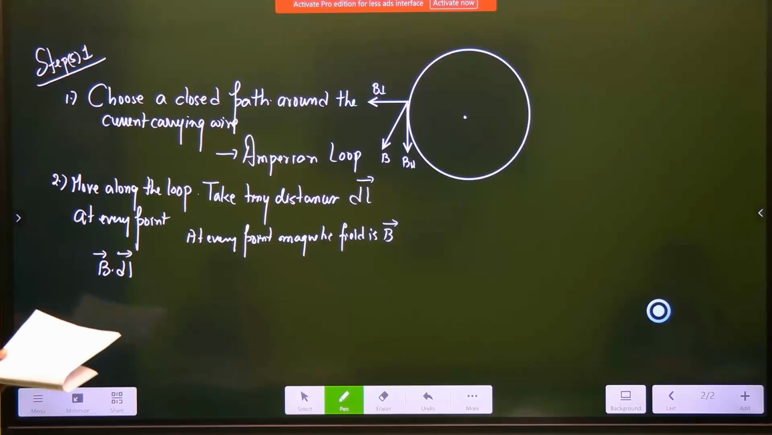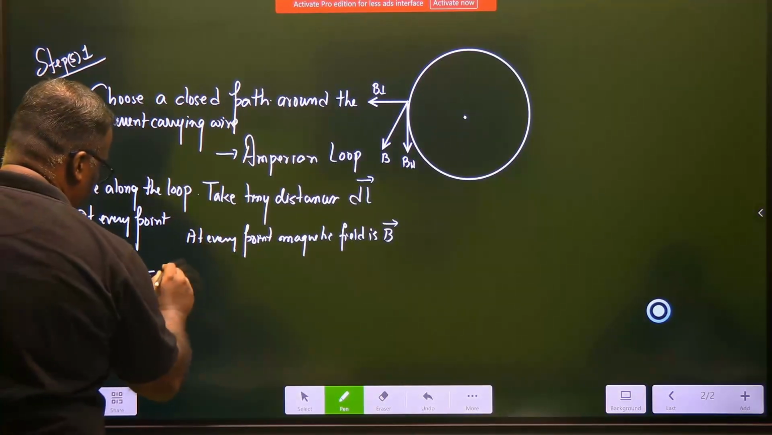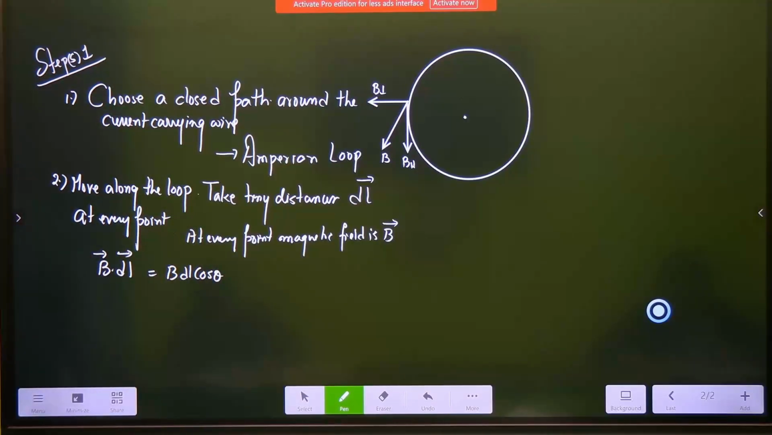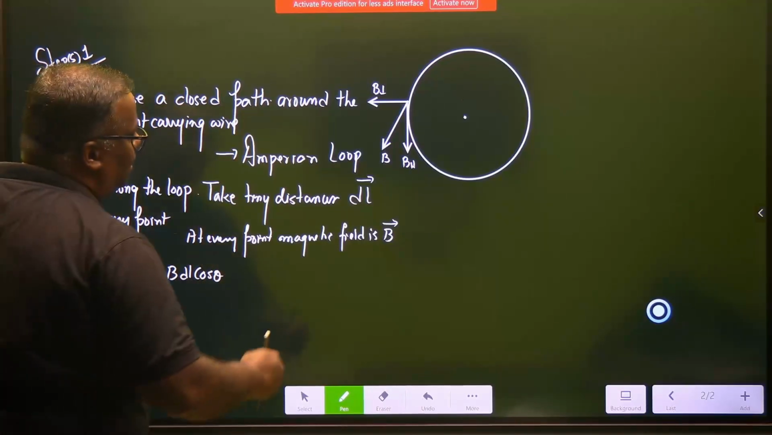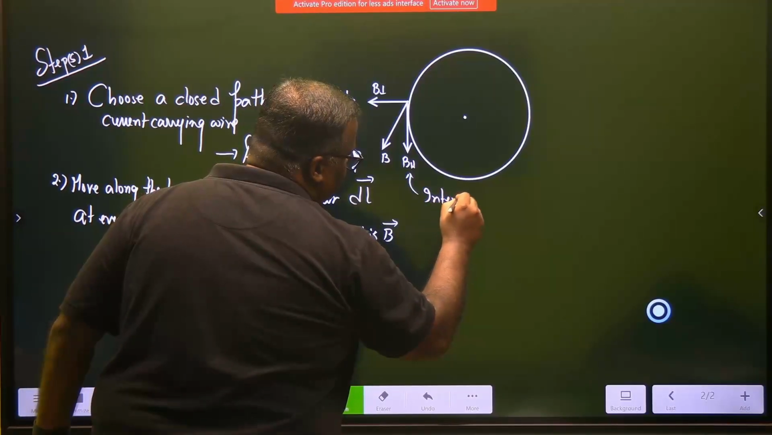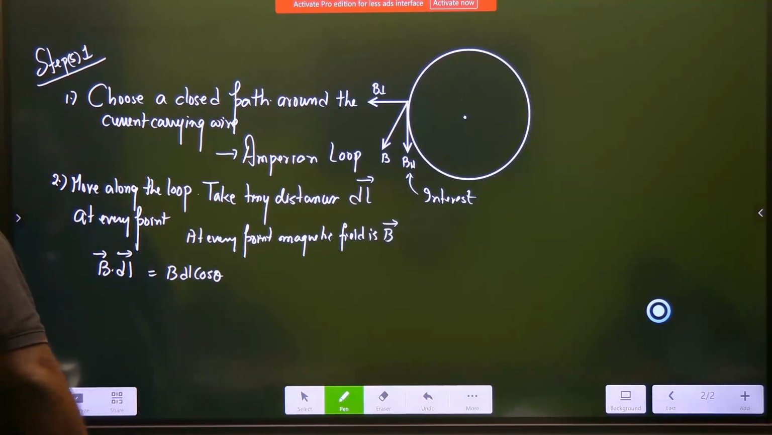Okay, so write down: draw a closed curve around the wire, move along the loop, take a tiny distance dl at every point, and at every point the magnetic field is B, and you try to plot the dot product B dot dl, and B dot dl will give you B dl cos theta. We are interested only in this component of the magnetic field along the path, the magnetic field which is of interest to us. Therefore, we are doing B dot dl equal to B dl cos theta.